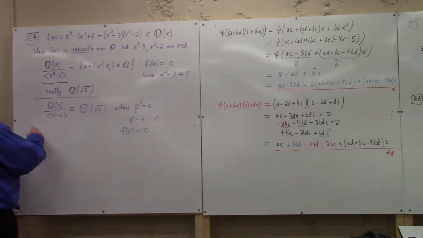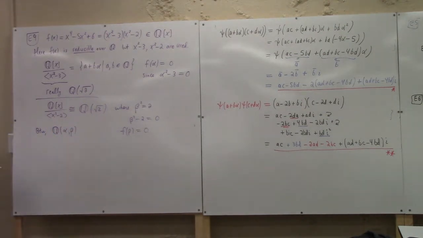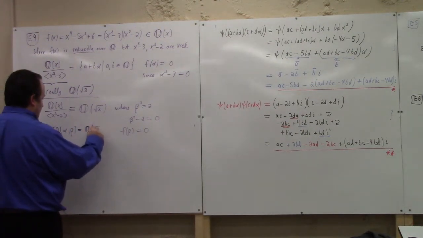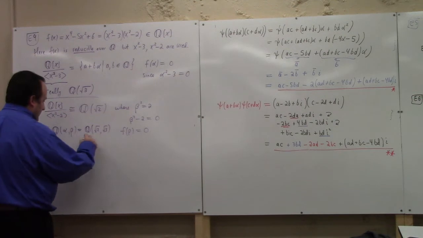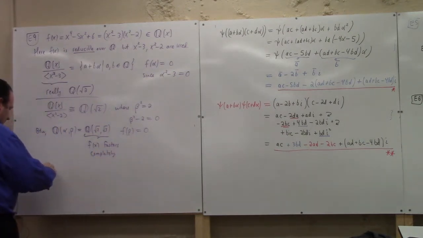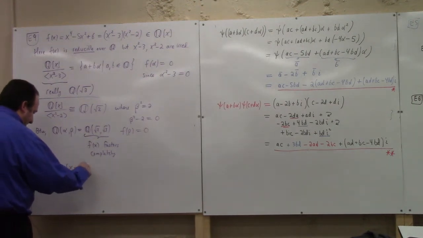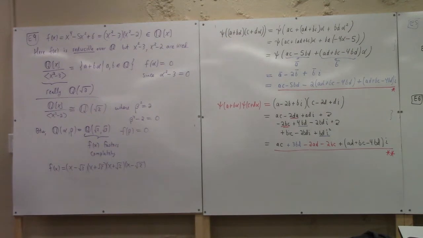And by the way, you could look at Q adjoin alpha and beta. In other words, Q adjoin the square root of 2 and the square root of 3. What that means is the smallest field that includes the rational numbers as well as the square root of 2 and the square root of 3. In this field, f of x factors completely, right? Because you can write f of x as x minus square root of 3, x plus root 3, x plus root 2, x minus root 2. So if you can find a field in which the polynomial factors completely, we call such fields a splitting field.